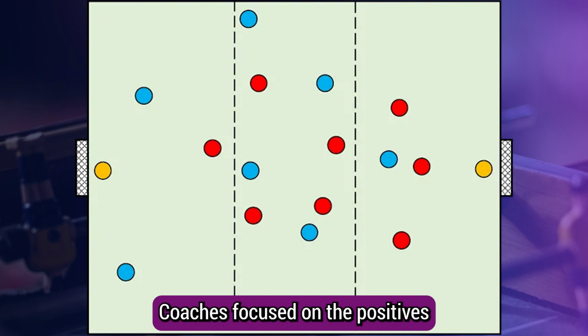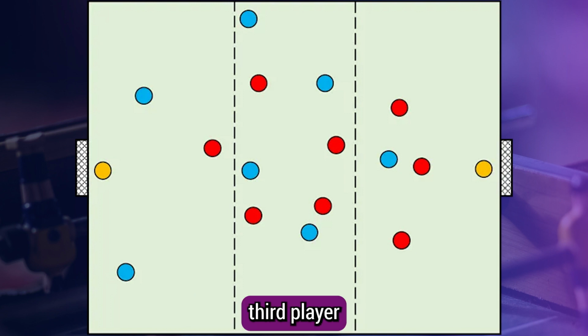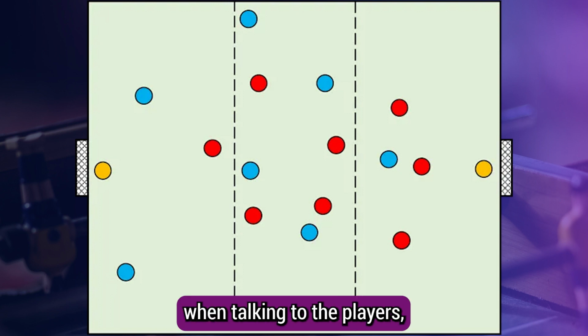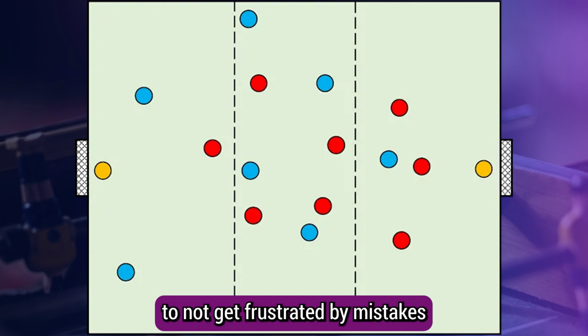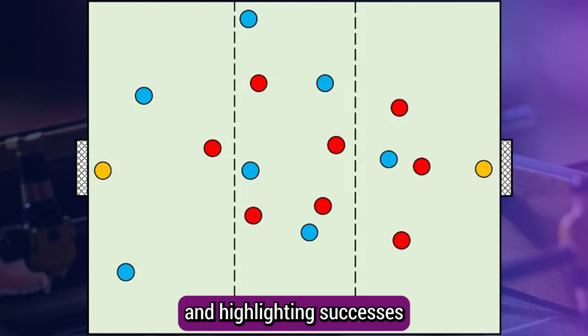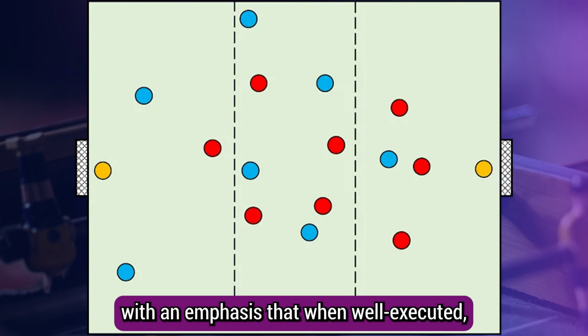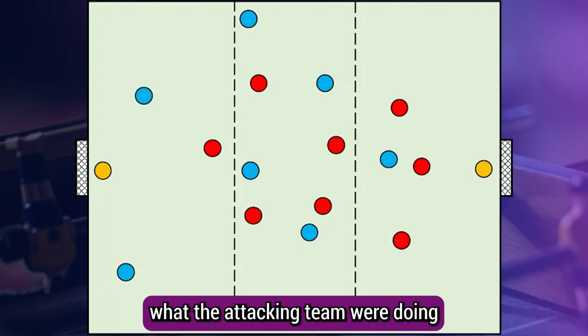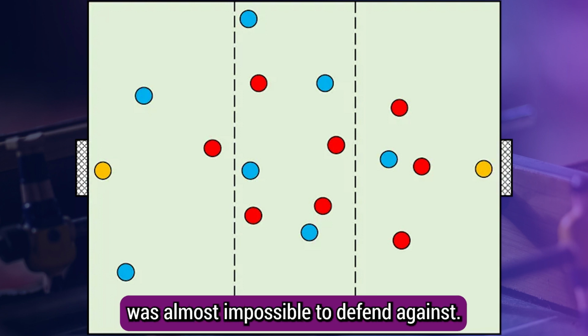Coaches focused on the positives of when quick play using third player movement works when talking to the players, telling them to not get frustrated by mistakes that would naturally occur, and highlighting successes with an emphasis that, when well executed, what the attacking team were doing was almost impossible to defend against.